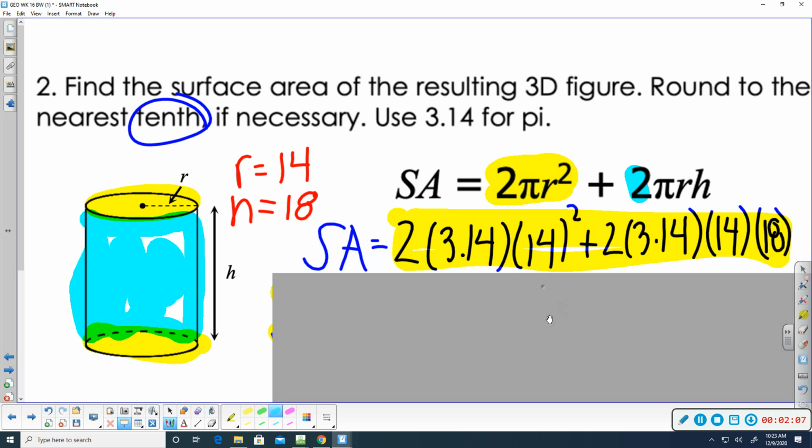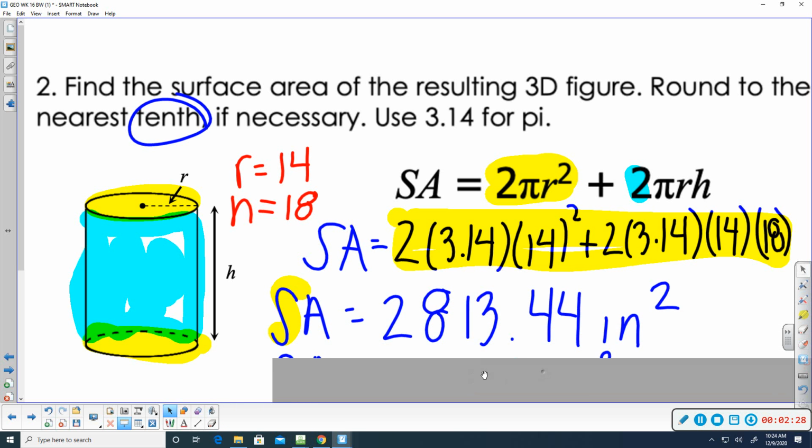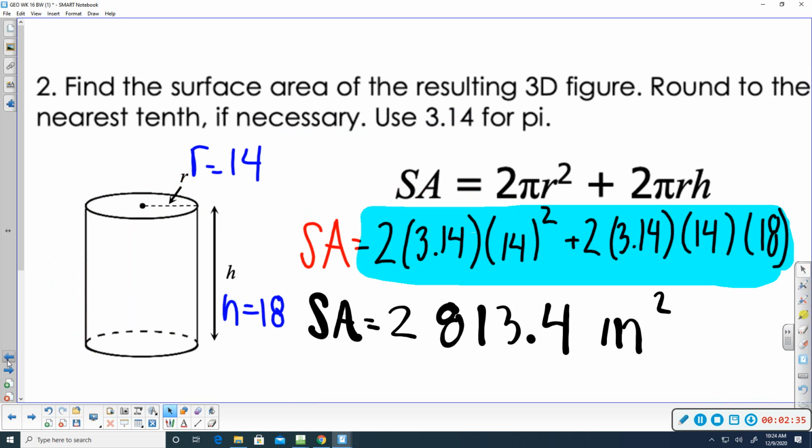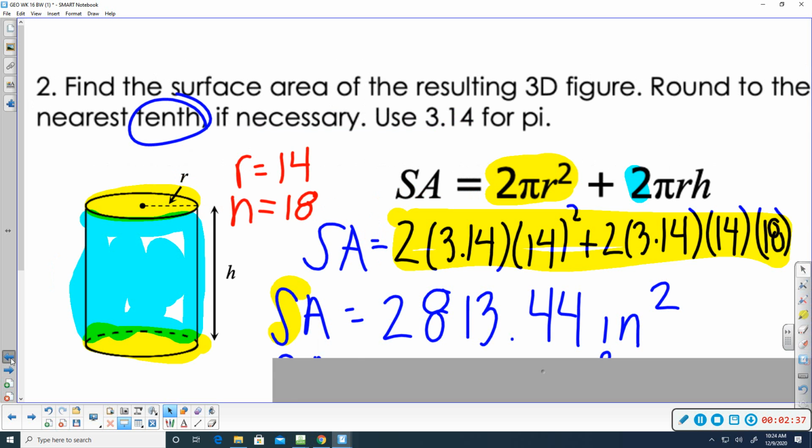After that, all you need to do is take your values and substitute them into the surface area formula. So when you do that, you're going to substitute in 14 everywhere you see an R for the radius, and you're going to substitute 18 in everywhere you see an H for the height. After that, you're going to type it into your calculator, into Desmos, and you get that the surface area is equal to 2,813.44 inches squared.